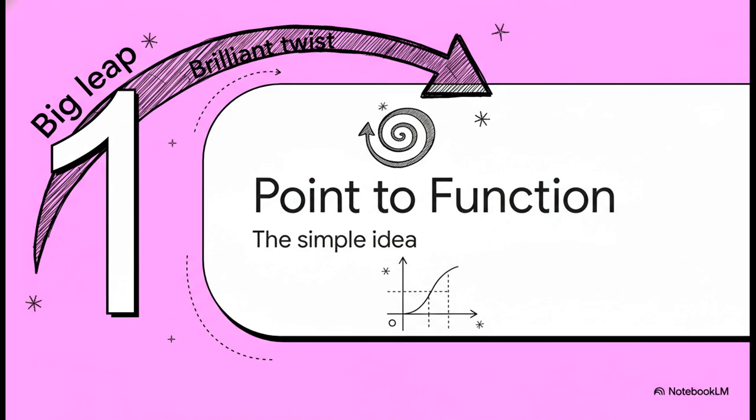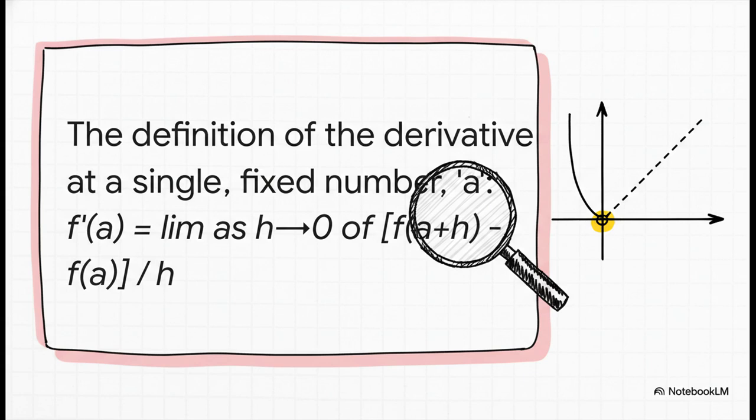So how do we make this huge leap? Well, it actually starts with something you already know, but with this really simple, kind of brilliant twist. You probably recognize this formula, right? This is the definition of the derivative at one single fixed point a, and it's awesome for finding the slope of the tangent line at one specific spot on a curve. But that's its limit. It's just one spot.